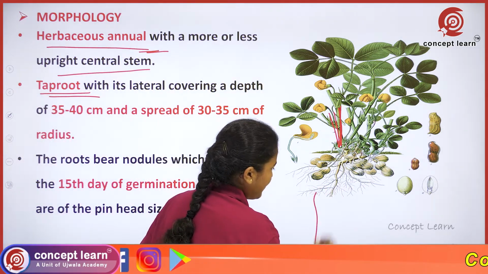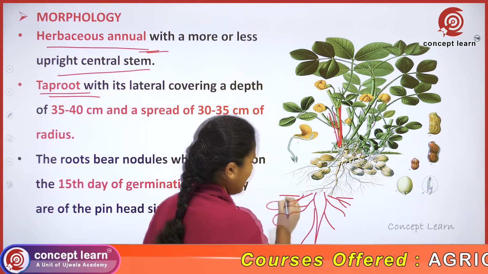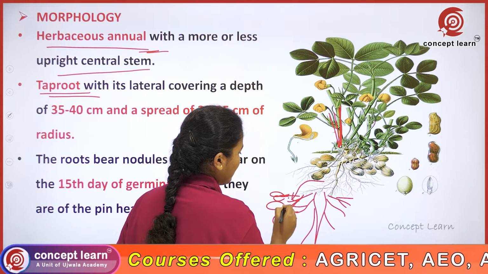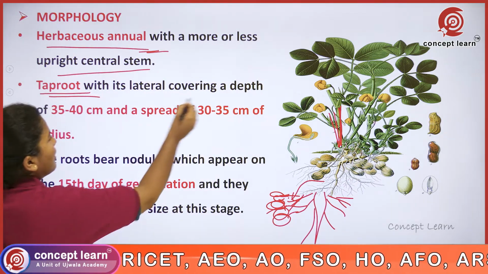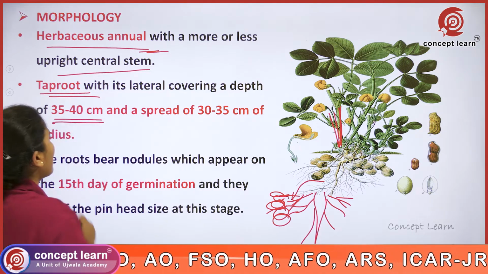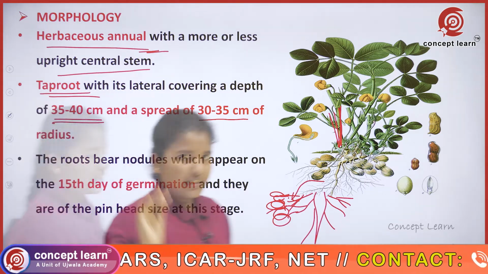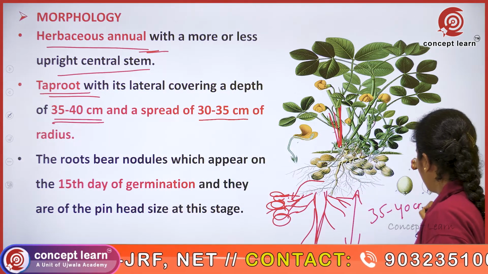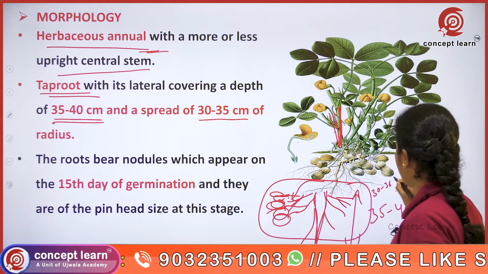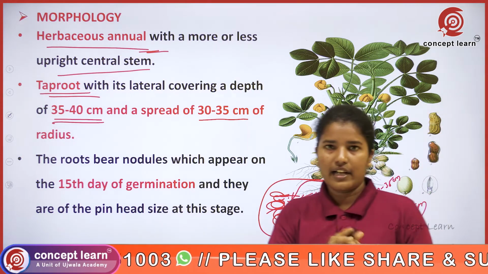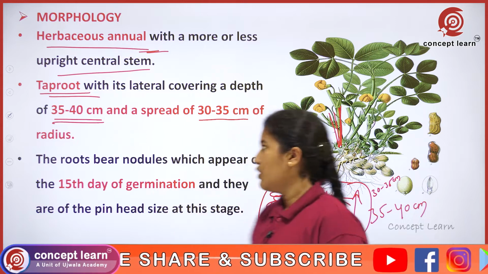It is a taproot system with small hairs, where the pegs bear the economic part. Its laterals go to a depth of 35 to 40 centimeters and spread of 30 to 35 centimeters. So we can see here the root system depth is 35 to 40 centimeters, and the spread, this radius, is 30 to 35 centimeters.